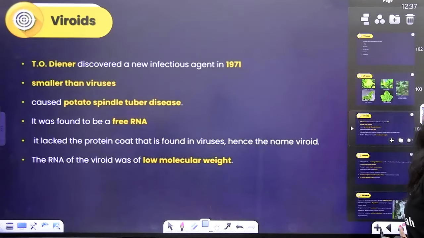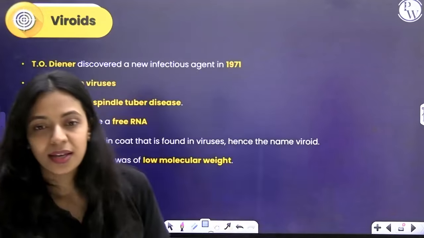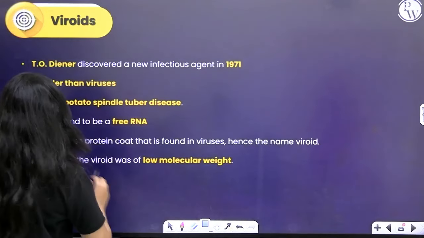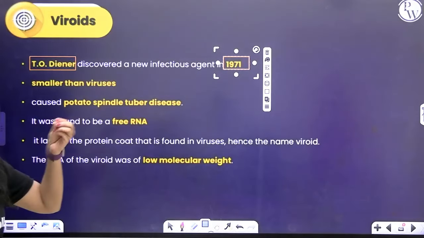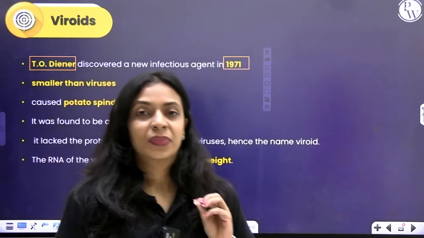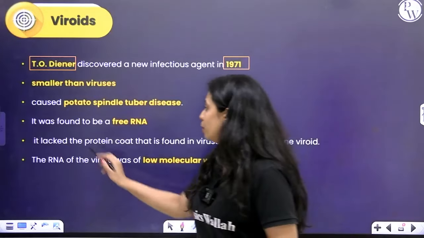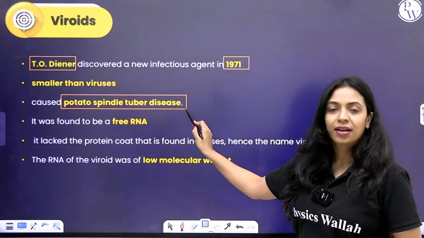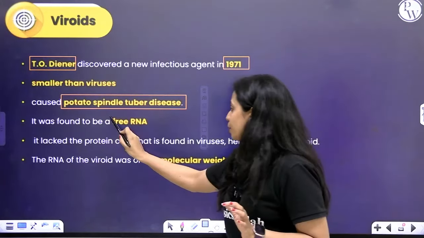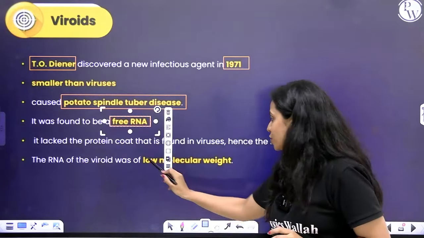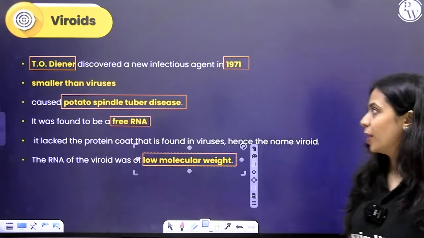That's about viruses. There's another group of infectious agents which we call viroids. Now these viroids were discovered by a person called T.O. Diener in the year 1971. These organisms are even smaller than viruses. This is known to cause diseases in plants. It causes a disease in potato plant called the potato spindle tuber disease. This infectious agent does not even have a protein coat, it is just free RNA which is of low molecular weight. That is about viroids.